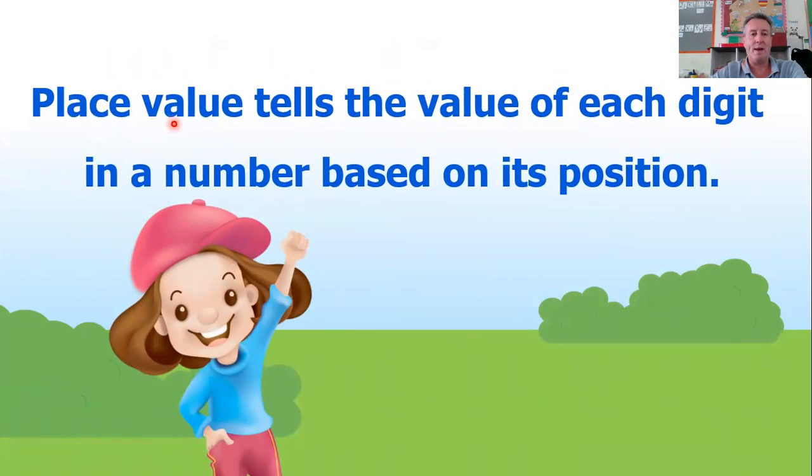So place value tells us the value of each digit, like before it was the 6 and the 3. But because the 6 was in the tens, then it's 60. And the 3 was in the ones, so it's still just 3.